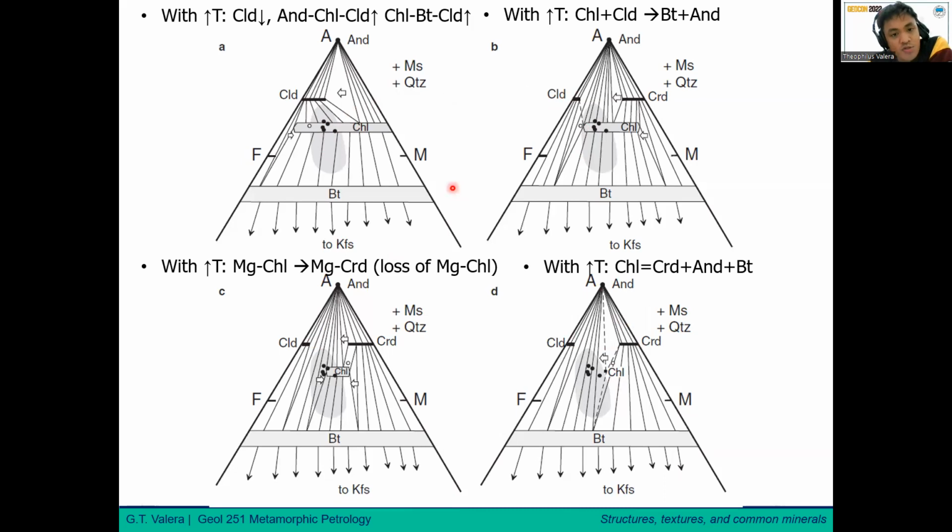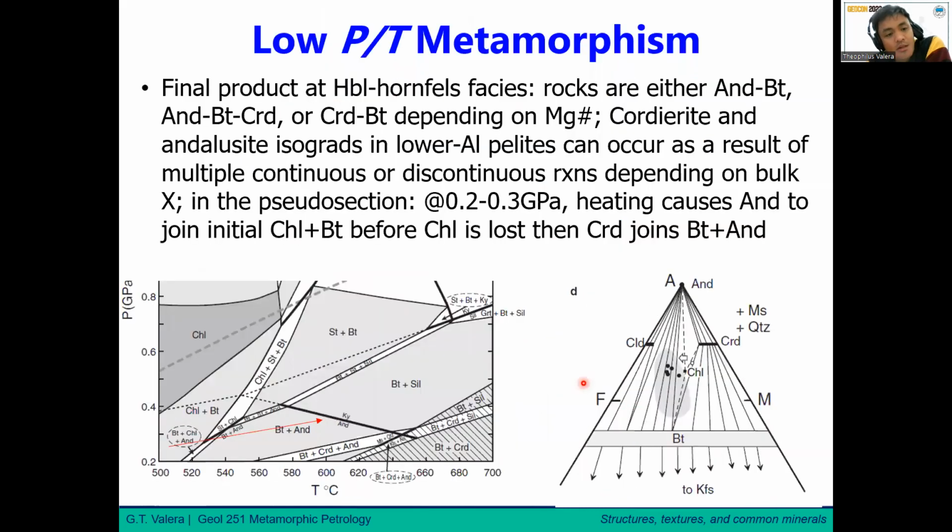Anyway, I think nasusundan nyo naman to. Take note lang na yung chloritoid ay stable siya all this time. But since due to the tie line flip, hindi na siya kita sa mineral natin, sa bato natin. Okay?